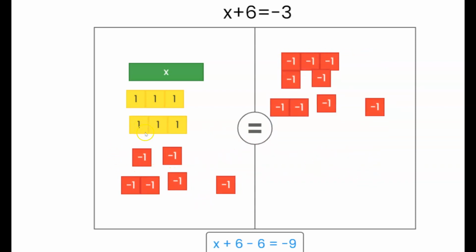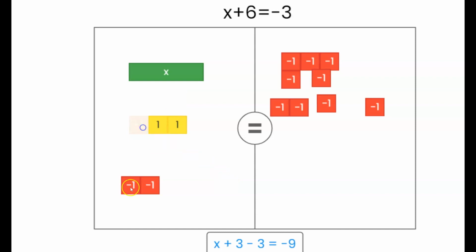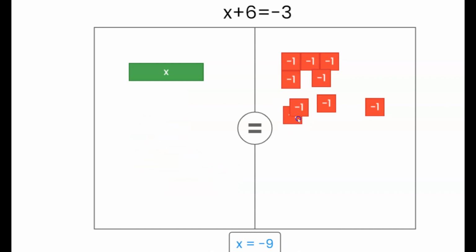So now we are getting 0 pairs. So the positive 6 is going to get vanished. Yes, so we get x equals negative 9. So I hope it is clear.